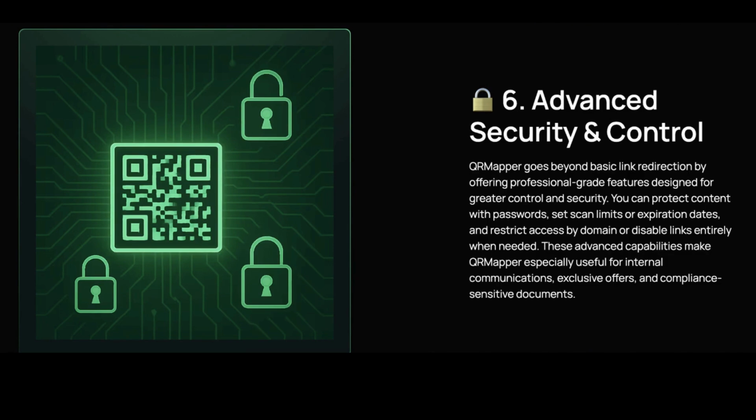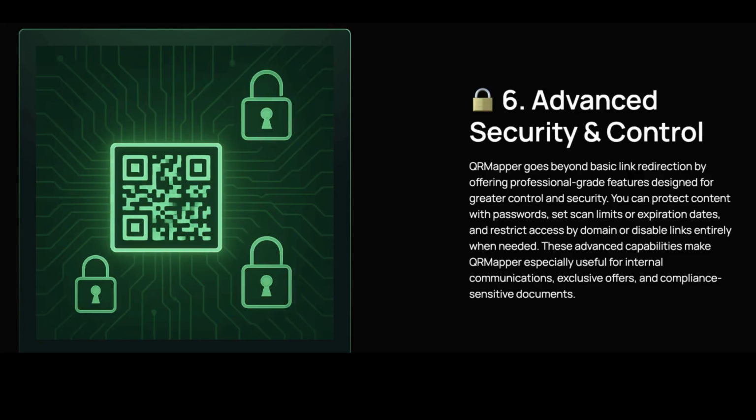A password on a QR code. Okay. Yeah. Or setting a limit on the total number of scans allowed for a specific code. Or setting an expiration date after which the code just stops working. Scan limits and expiration dates. That's pretty granular control. Didn't even think about that for QR codes. You can even apparently restrict access based on domain, though that seems less common for print. And of course, you can just disable a link entirely if you need to pull it offline quickly.